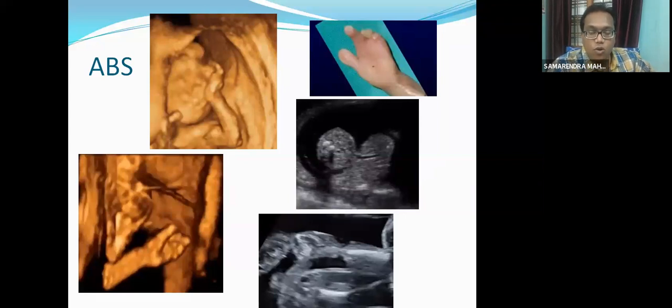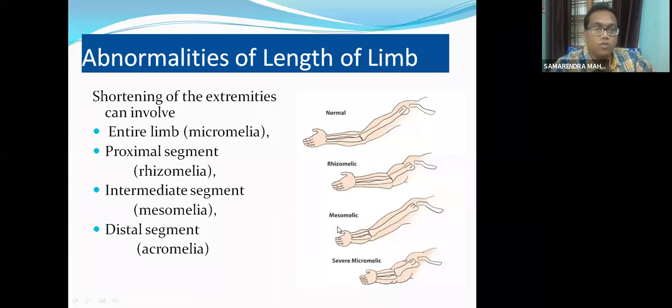And the right lower image showing a midline cleft-like gap due to the constriction band formed by the fibrous amnion. Now coming to the abnormality of the length of the limb, the shortening of the extremity that can involve the whole limb or a segment. When the entire limb is short, it is called micromelia. When the proximal segment is short, it is called rhizomelia. When the middle intermediate segment is involved, it is called mesomelia. And the distal segment, it is called acromelia.